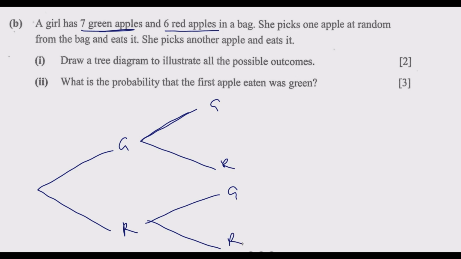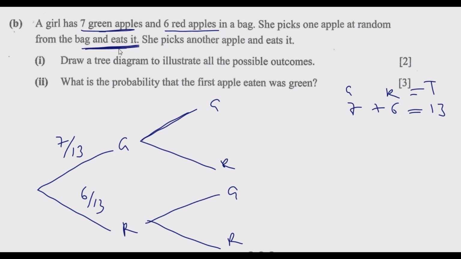Okay, so at the first branch, if there are 7 green apples, plus 6 red apples, we are going to end up with 13. So 13 are the total apples that are there. So once she wants to pick an apple from the bag, there are 7 out of 13 apples. So there is a 7 out of 13 chance that she will pick a green apple. Then there are 6 red apples, so there is a 6 out of 13 chance that she will pick a red apple. So now she picks and eats.